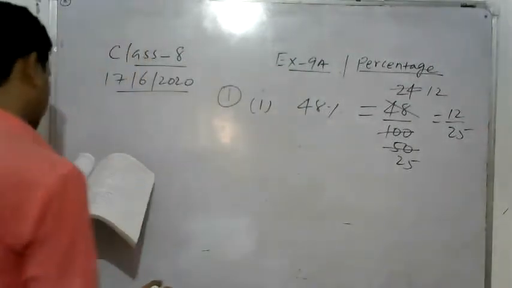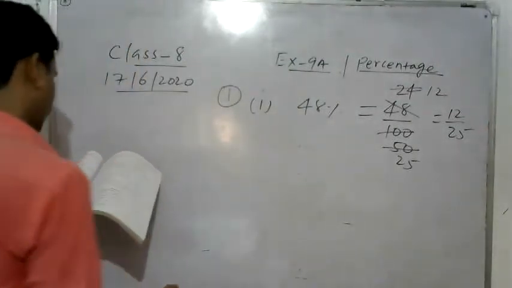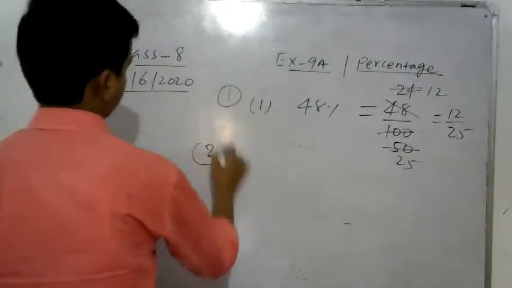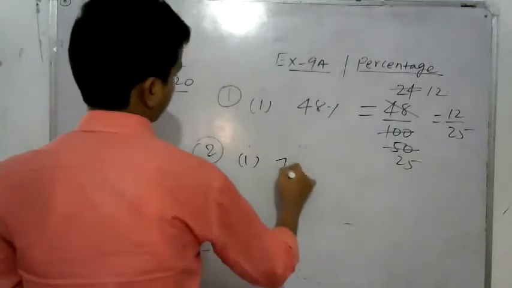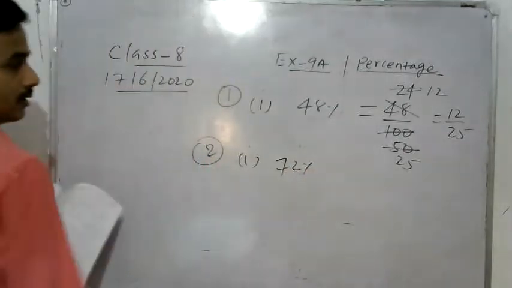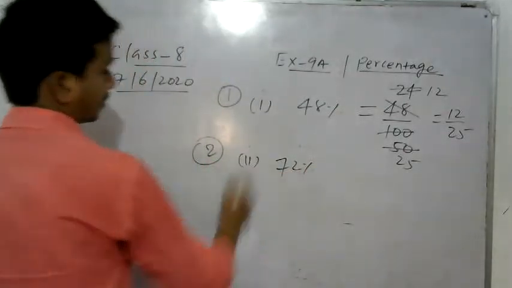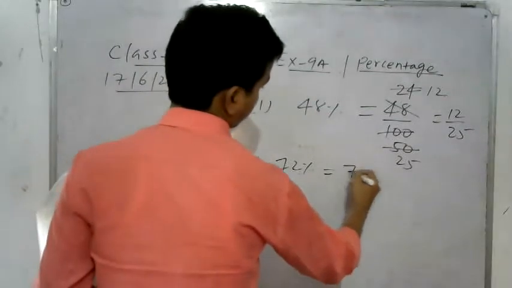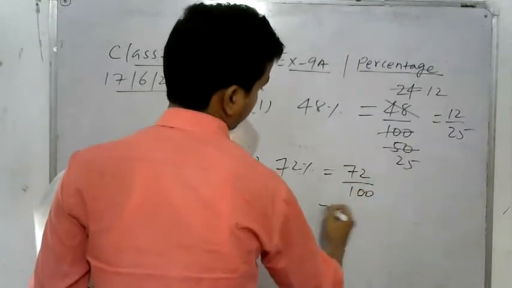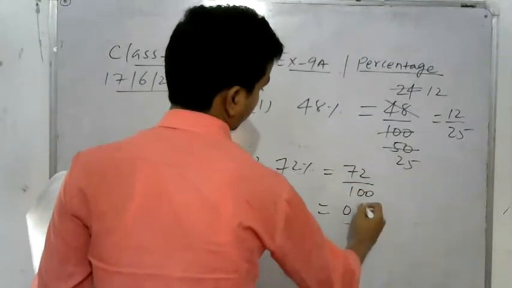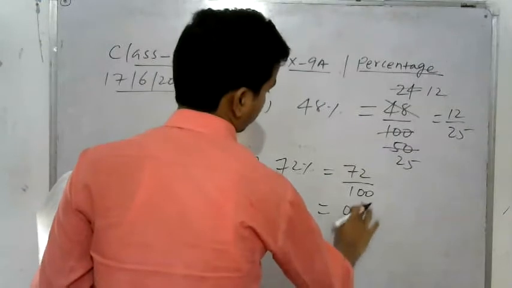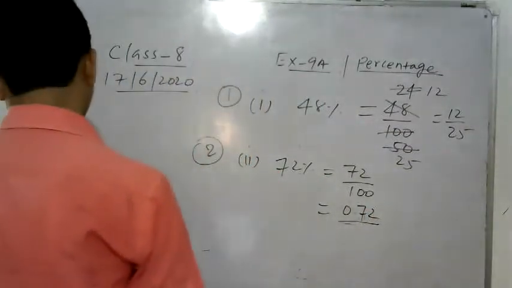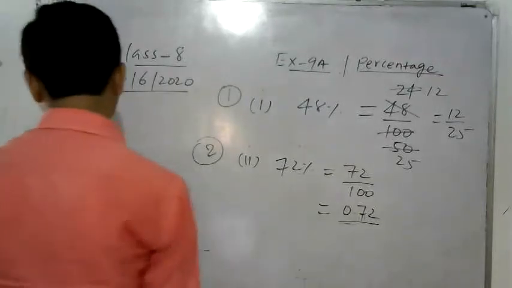Now the next part, we have to express each of the following percent as a decimal. Question number 2, part second. We have to express this 72% as a decimal. So how will we do this? 72 by 100, and it will be 0.72. Okay. In this way, it is expressed in the form of a decimal.